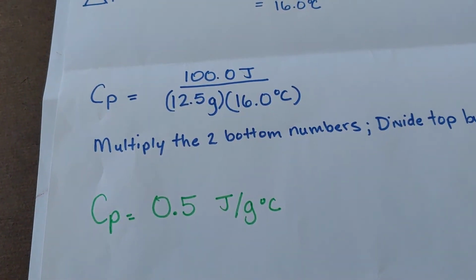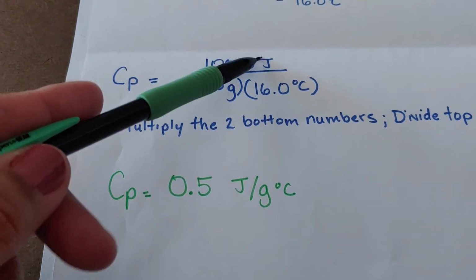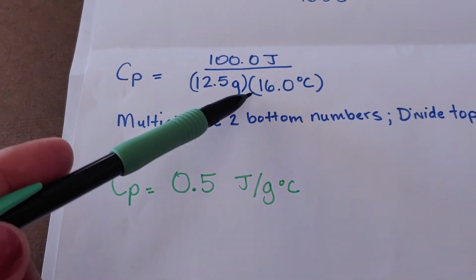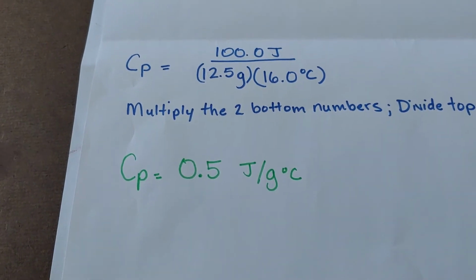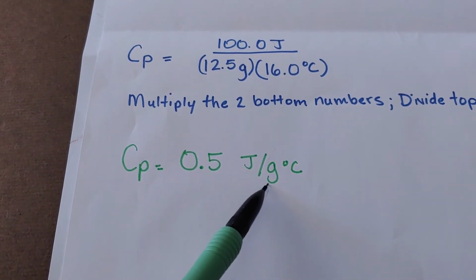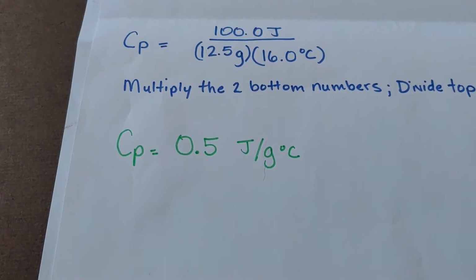Notice that we did not cancel any units. Not only can we tell from the notes that that's going to be our unit for specific heat, but we also can tell from how we set it up. And because there are no like units, none of them canceled. And then we're left with the same units from the setup. So this is the answer to example 2.